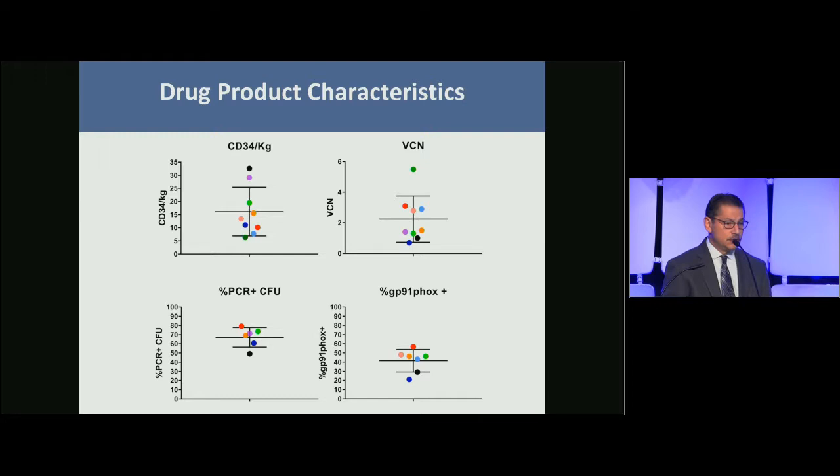So this slide shows the data from the drug products that were made for the 9 patients. The CD34 doses range from 5 to 32 million CD34 cells per kilo. The vector copy numbers in the product range from 1 up to 5 copies per cell. The percent PCR positive CFUs were about 50 to 80%. GP91 phox was lower, probably because the vector wasn't being expressed in the more primitive cells that haven't undergone myeloid differentiation or are not able to express the vector.